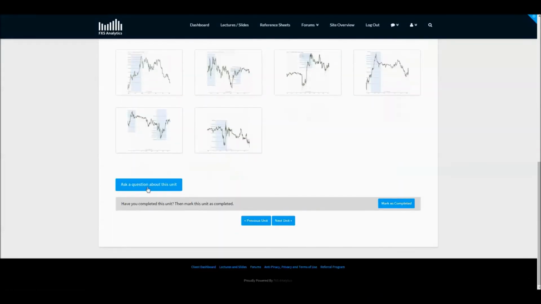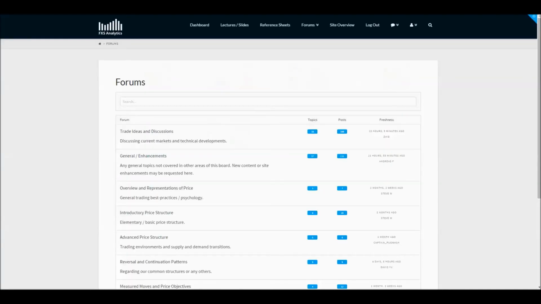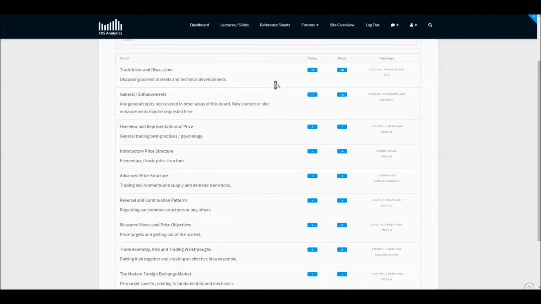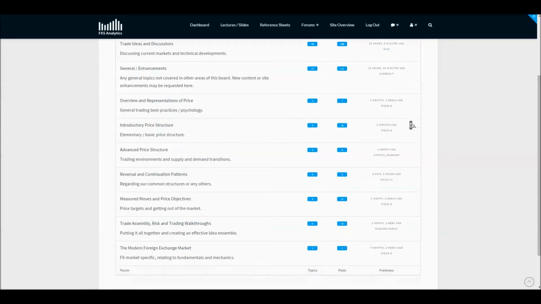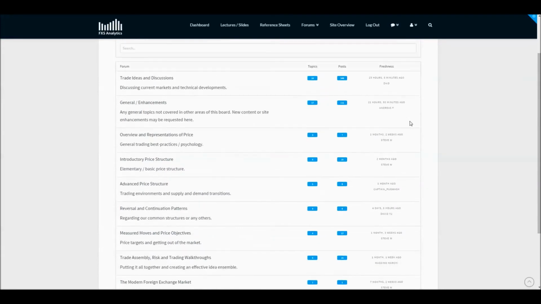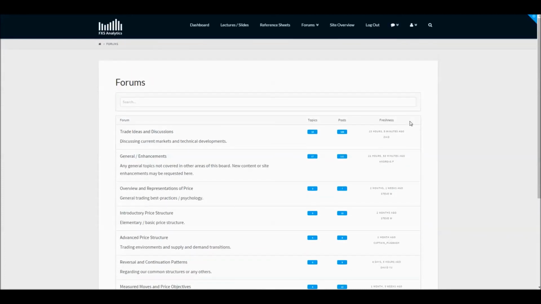In addition, ask a question about this unit. That takes you over to the discussion forums. The discussion forums, as I've mentioned in the notes, don't have much activity, right? So you can see there's some posting going on here, but in general there's not much, and often it takes about 5 days for Steve to reply.